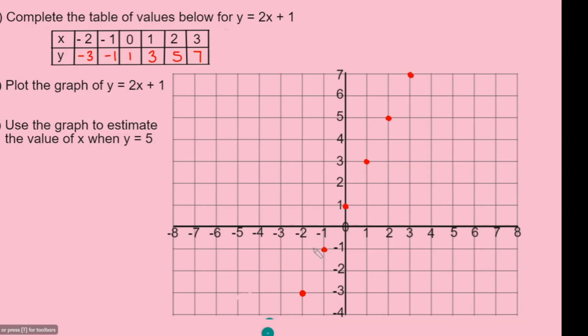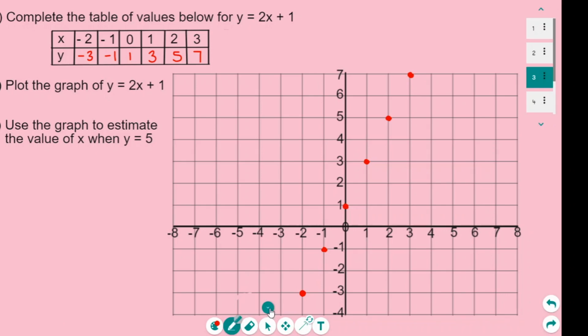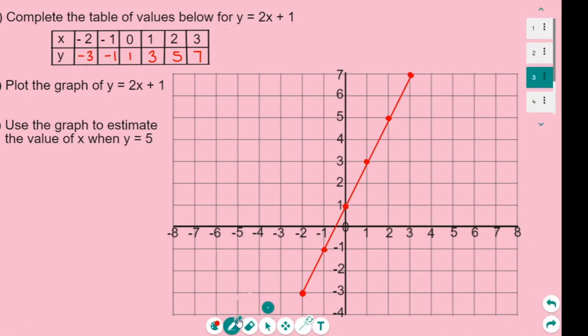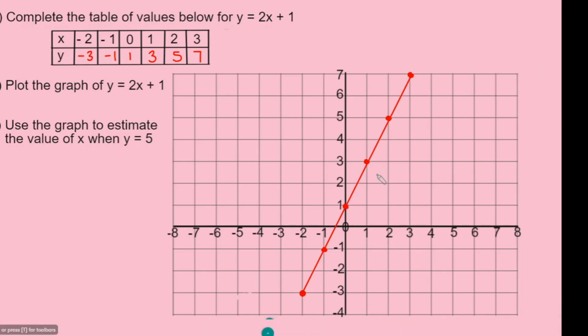So to complete the graph, I need to connect these points with a straight line. Okay, let's see how it will really pan out. Yeah, a fairly good one. We have there, straight line, fairly good one. And to complete the graph, I have to label it with the equation, which is y is equals to 2x plus 1.